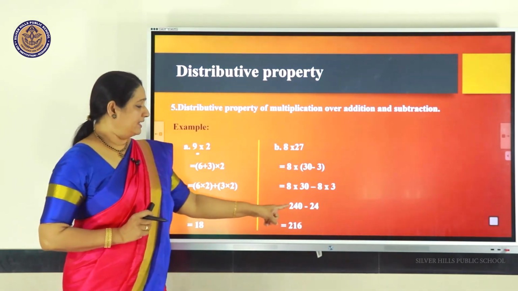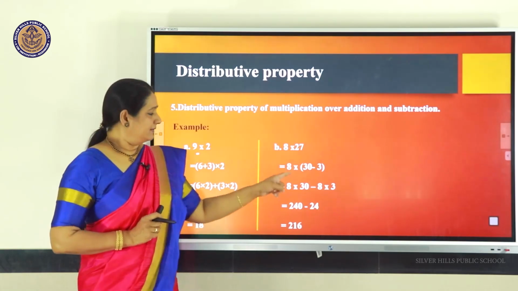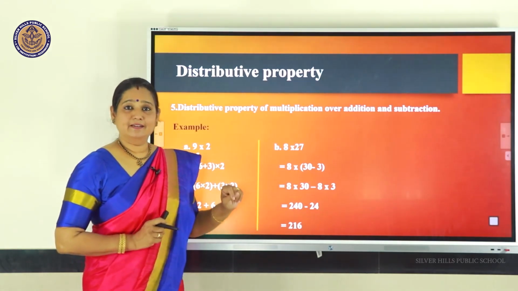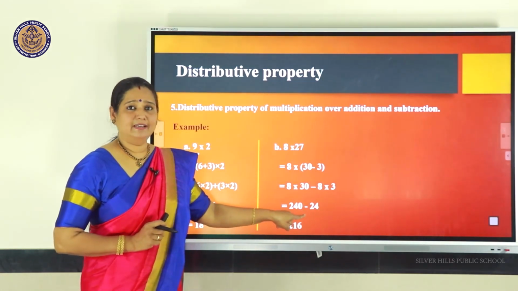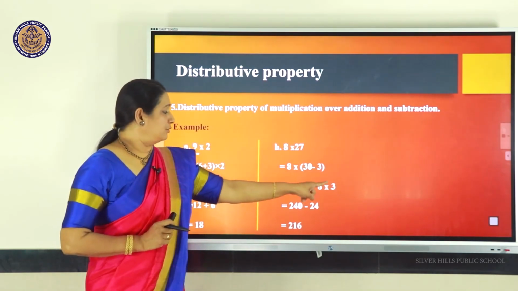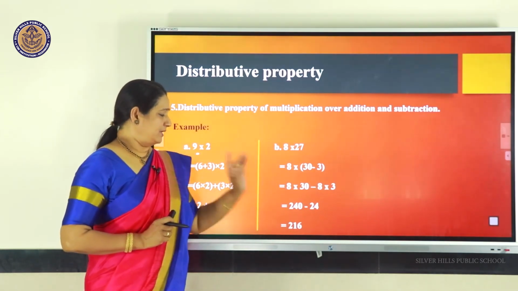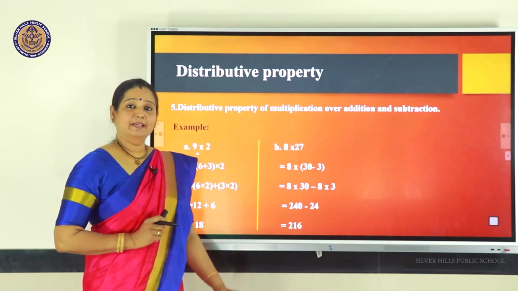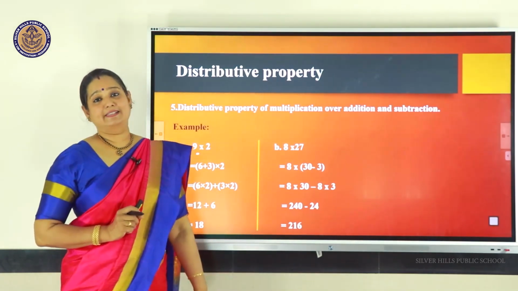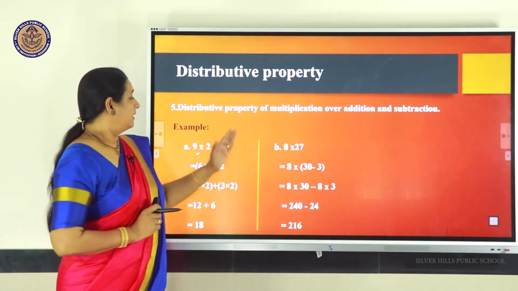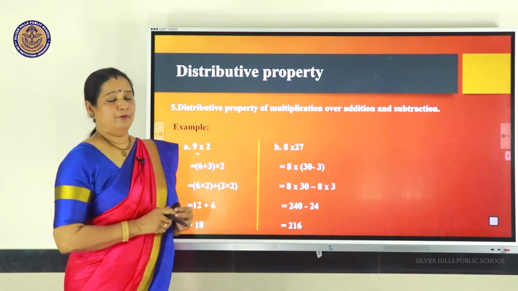8 into 30 is 240. Then can you see one subtraction sign? You have to write that subtraction sign here. Then 8 into 3. 8 3s are 24. So, 240 minus 24 is 216. So, here you have done distributive property.